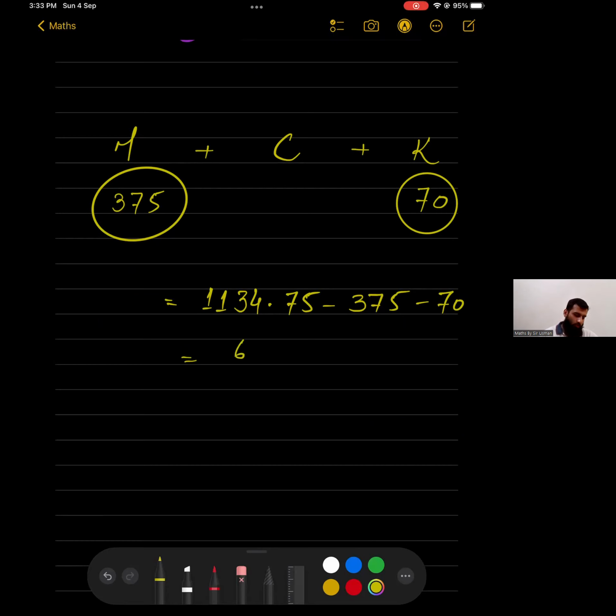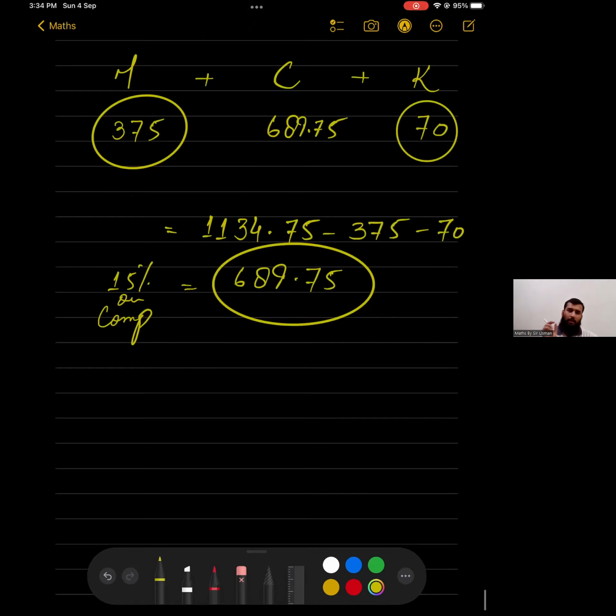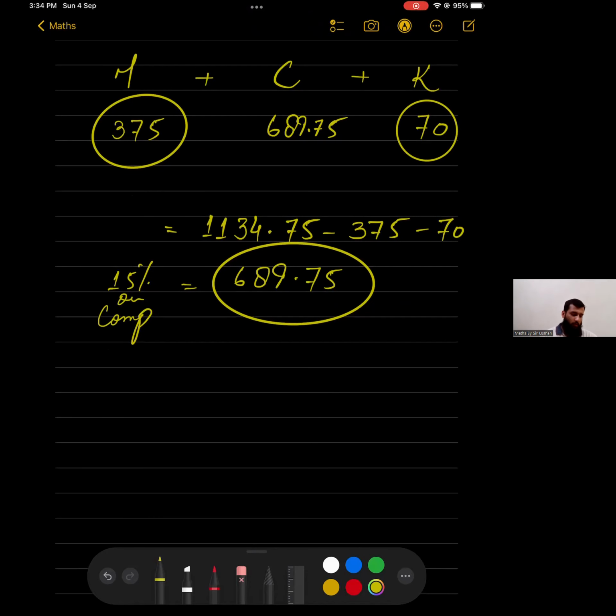Okay, so this is 689.75. Now, this 689.75 is after discount. Discount of 15% on computer. So 689.75 is after discount for the computer. Now the point here is कि मुझे computer पे discount कितना मिला था.